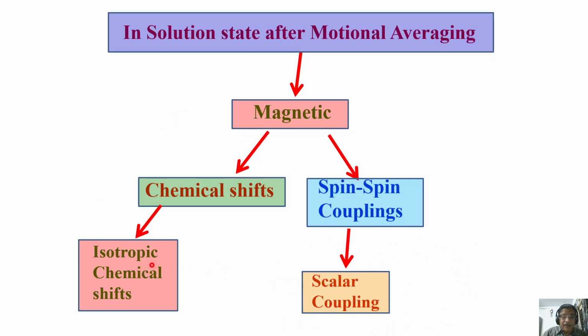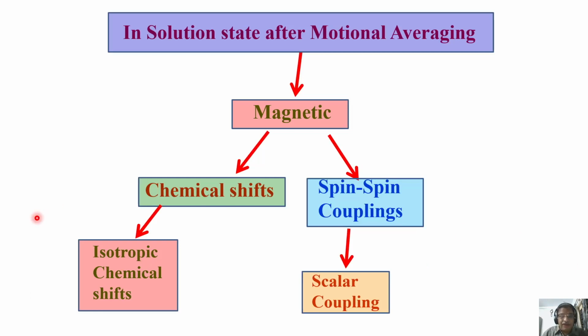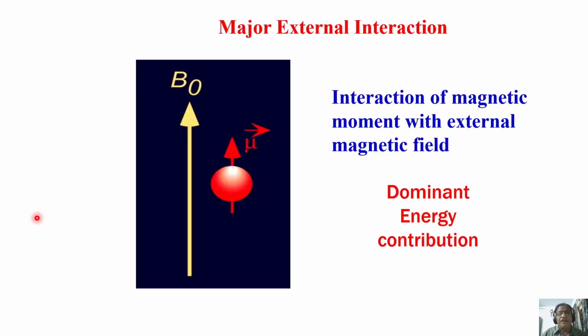So these are the two parameters which we are left with. Again, when I go to solid state NMR, maybe in the last one or two classes, I will briefly give you an idea, because it is not the aim of this course to give in-depth information about solid state NMR. I'll touch upon some of the principles and applications. In the solid state, where there is no motional averaging, all these interactions are present. Now in the solution state, we'll talk about only these two parameters.